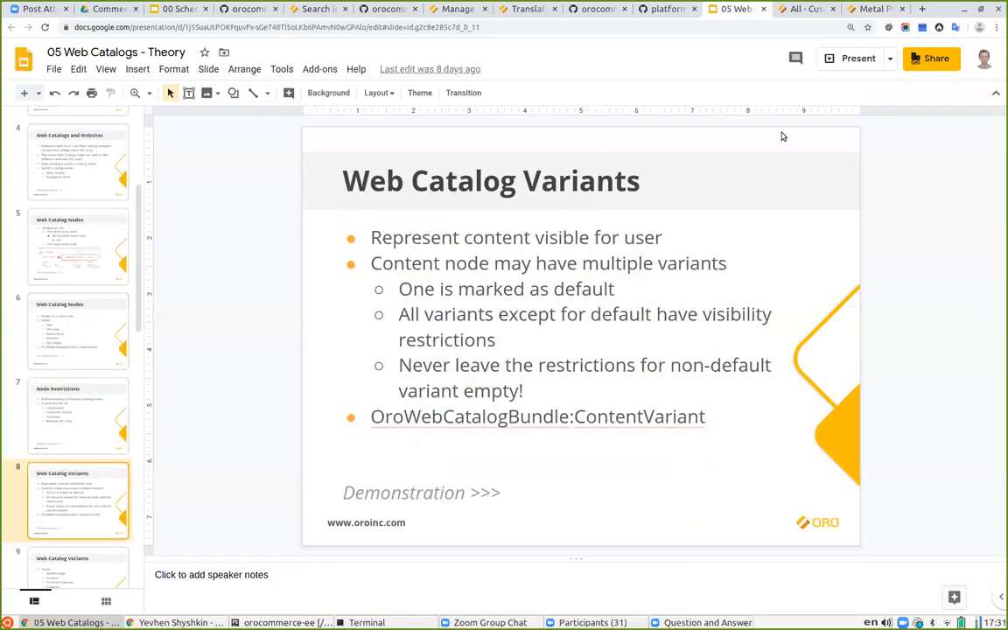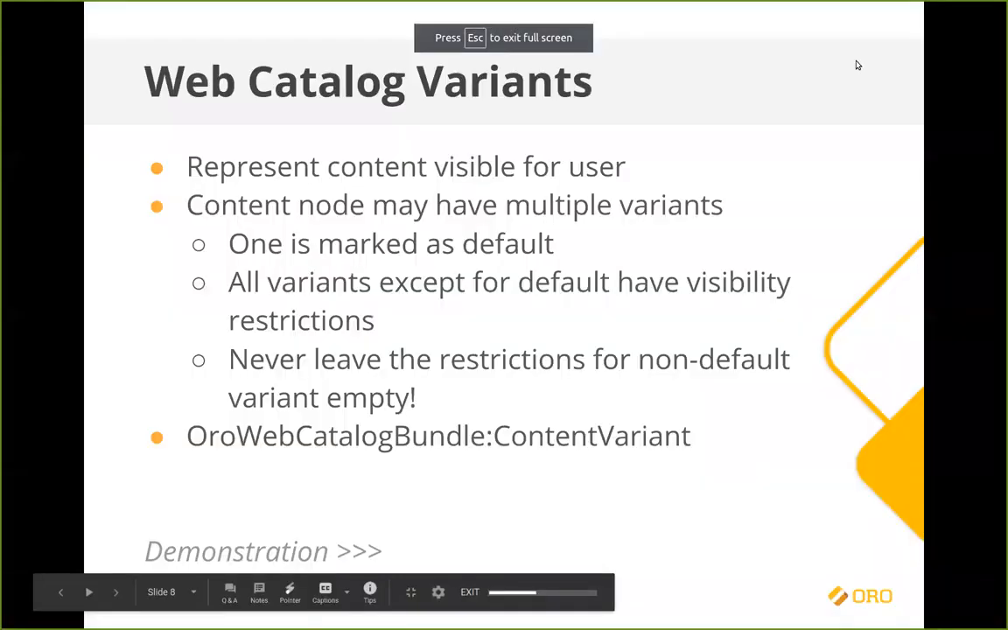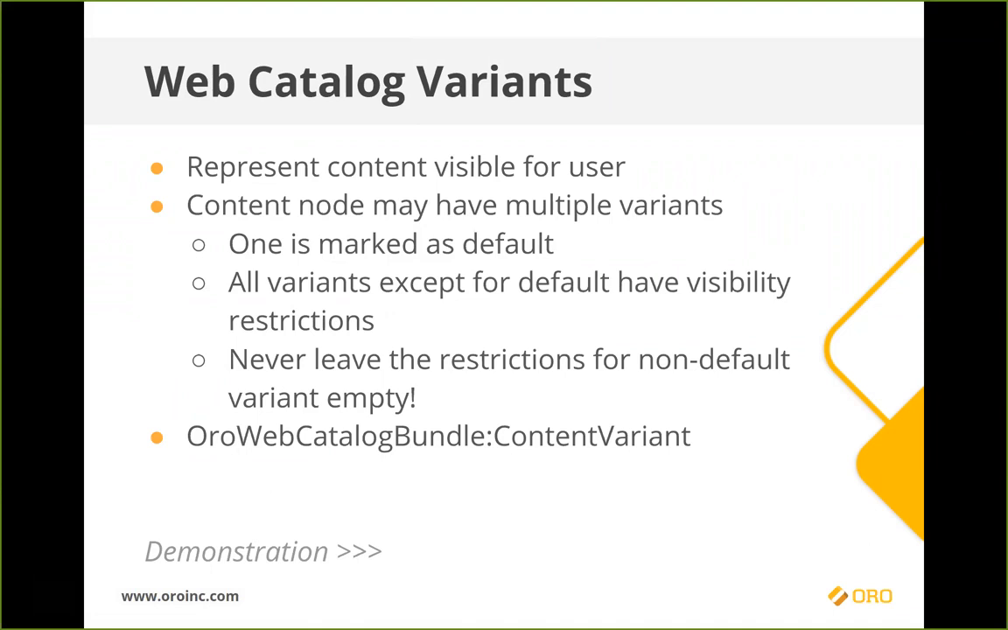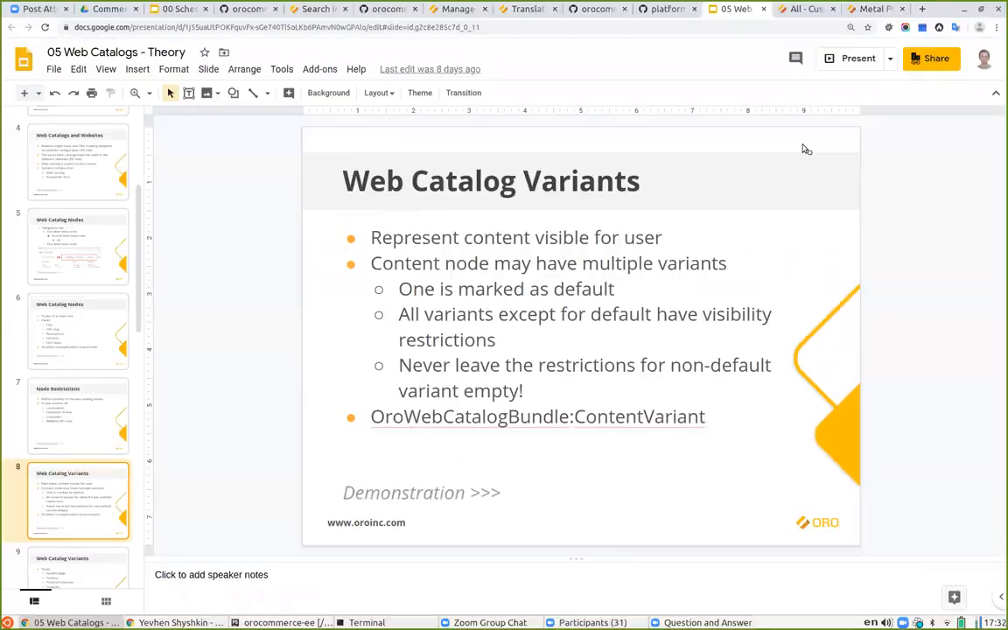Then we have web catalog variants. A web catalog variant represents the content visible for a specific user, and each node may have multiple variants. Let's say you have the same URL, but you want to show product X for one customer, product Y for another customer, and some kind of landing page for all other people. This is what you can do using the content variants or catalog variants.